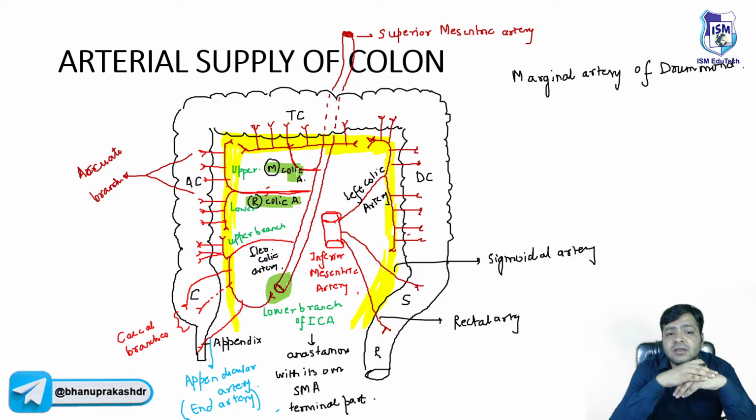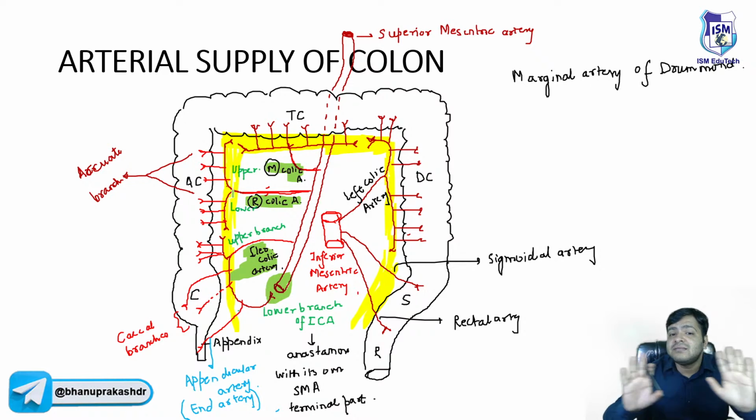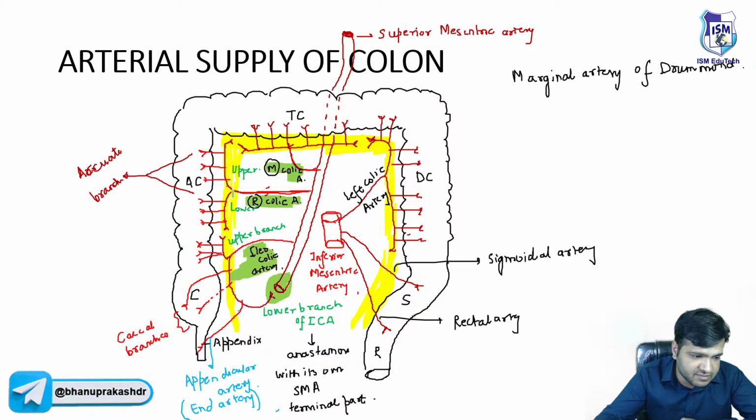If the right colic artery is not here, obviously the upper and lower branches will not be there. If the middle colic artery is not here, then obviously the right and left branches will not be there. So in that case, what happens? The ileocolic artery will extend its upper branch to the transverse colon, and the middle colic artery will extend its right branch downwards, so that the blood supply is never hampered. The blood supply is not compromised here, right?